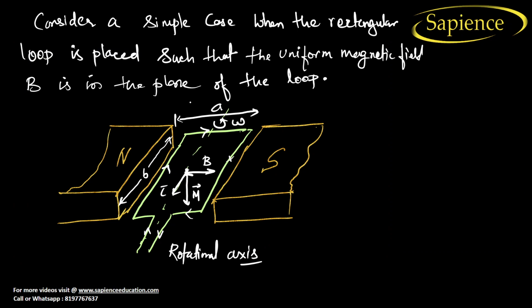Consider a simple case when the rectangular loop is placed in a uniform magnetic field B such that the field is in the plane of the loop, right? This is your A, this is omega. This is the magnetic field B. Now try to understand. This is the rotational axis.